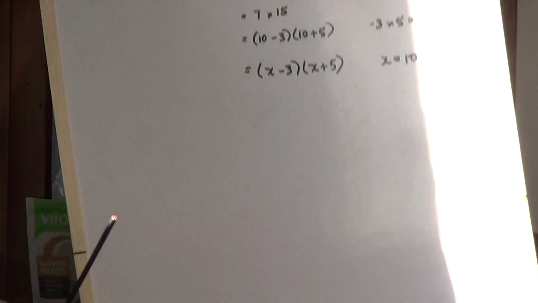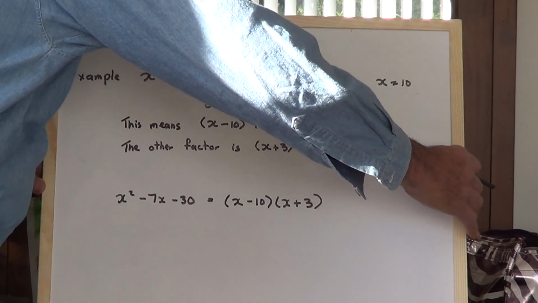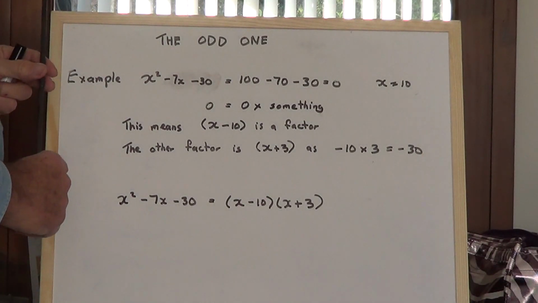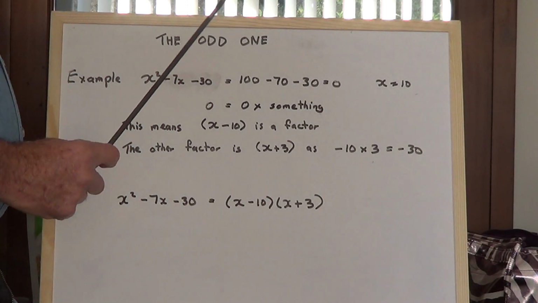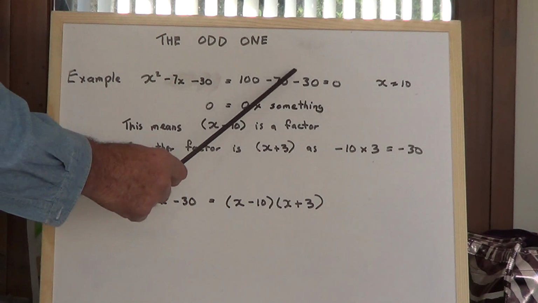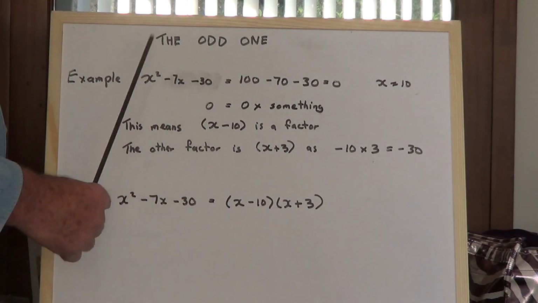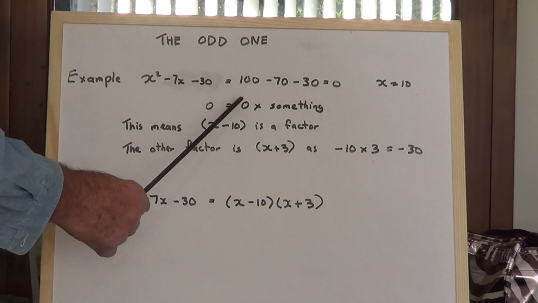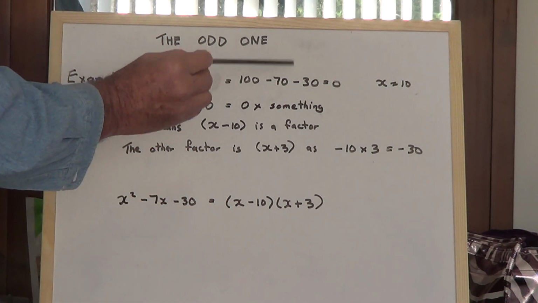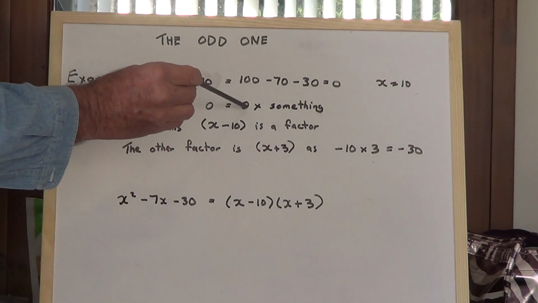Now we're going to do the odd one. Now this is a really interesting one. I'm not going to go into any great detail about it, but we've got x squared minus 7x minus 30. Now we've put in x is 10, so that's 100, minus 70, minus 30, and it comes out to be 0. So we don't self-destruct, we carry on through it. 0 is equal to 0 times something. We don't know what the something is, but to get 0, we've got to have 10. It'll be like 10 minus 10, right?